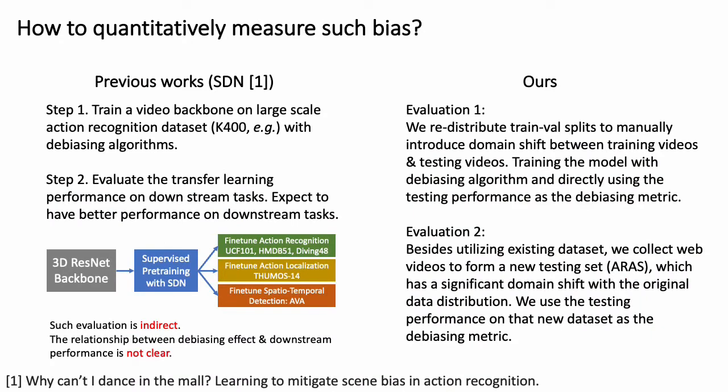Before working on debiasing action recognition, a good question is how to quantitatively evaluate the debiasing effect. In action recognition, the previous work applies the debiasing algorithm to supervised pre-training, fine-tunes the pre-trained weights on downstream tasks, and uses the downstream performance as metrics. Such evaluation is indirect since there is no obvious correlation between debiasing effect and downstream performance. Instead, we designed two protocols to directly evaluate the debiasing effect.